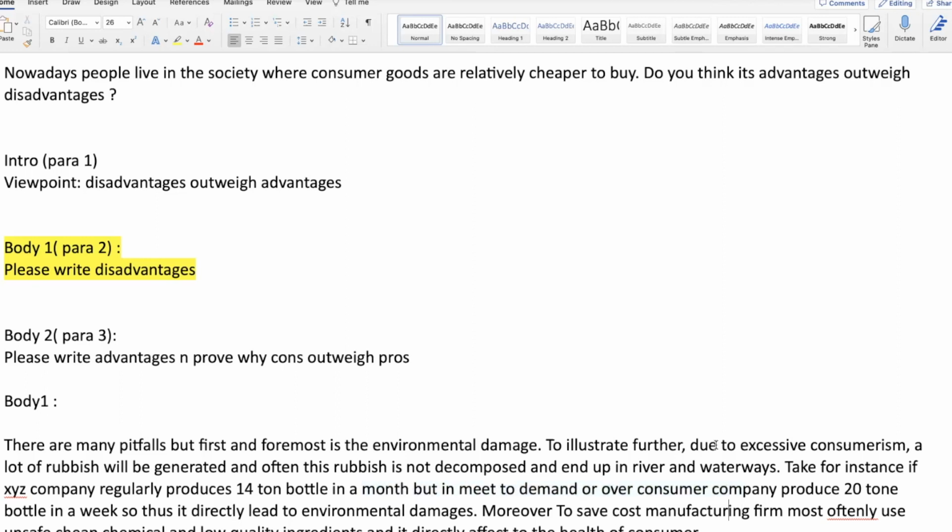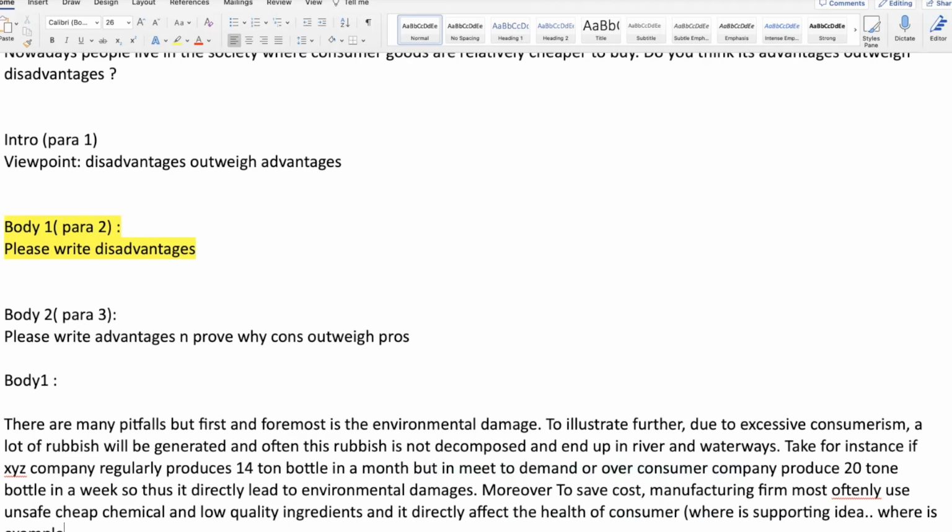Moreover, to save cost, a manufacturing firm most often uses unsafe chemicals, and it directly affects the health of consumers. Comma missing. Where is the supporting idea for this? So coherence and cohesion will be gone. Where is the example for this new idea? If you write a new idea, I need an example, a supporting idea, otherwise you should not write the new idea. Getting it? If you write it, there is a problem. If you write correctly, fine, otherwise skip this completely.